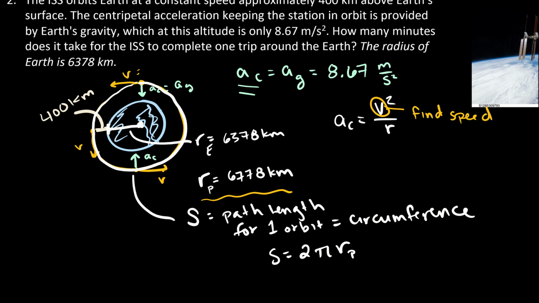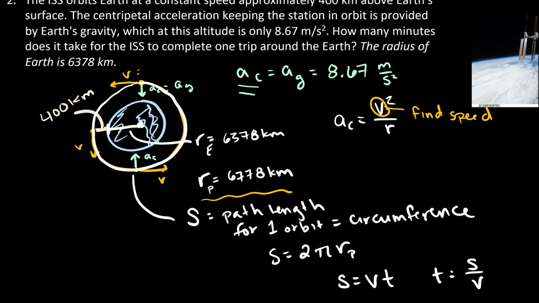Okay, so if I know the distance and I know the speed, I know that distance equals rate times time, so S is going to equal v times t. If I rearrange that, I can solve for time. So that is my plan here, folks. I'm going to first solve for v, and then use time equals S divided by v.